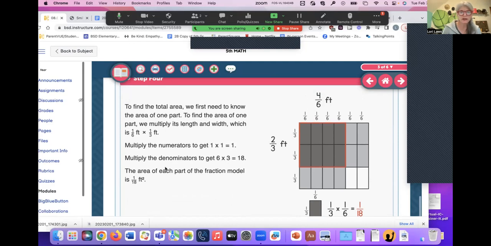To find the total area, we first need to know the area of one part. To find the area of one part, we multiply its length and width, which is 1/6 foot times 1/3. Multiply the numerators. 1 times 1 is 1. Multiply the denominators. 3 times 6 is 18. 1/18. If you counted right now, there would be 18 little squares.